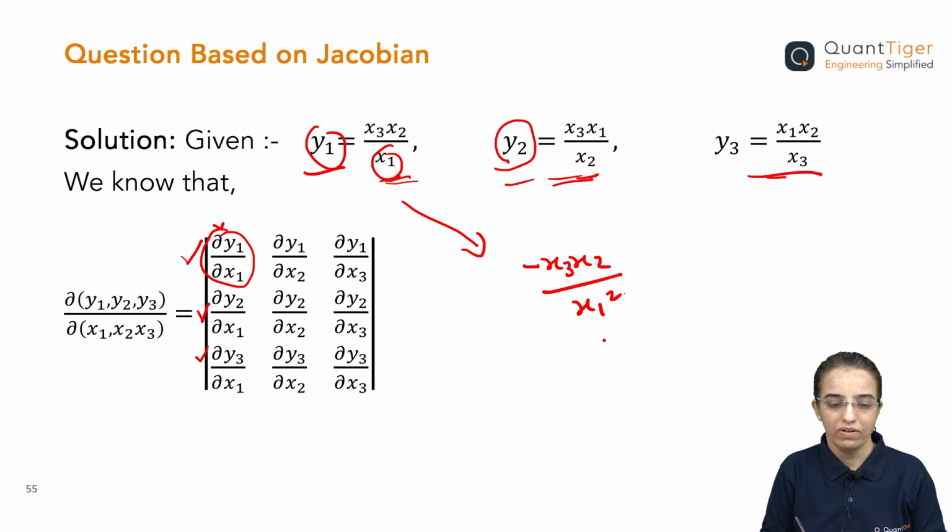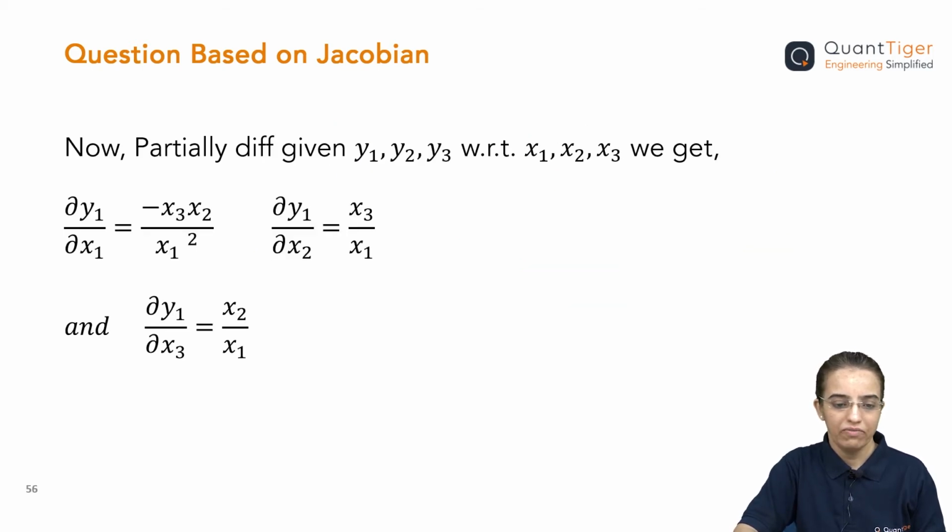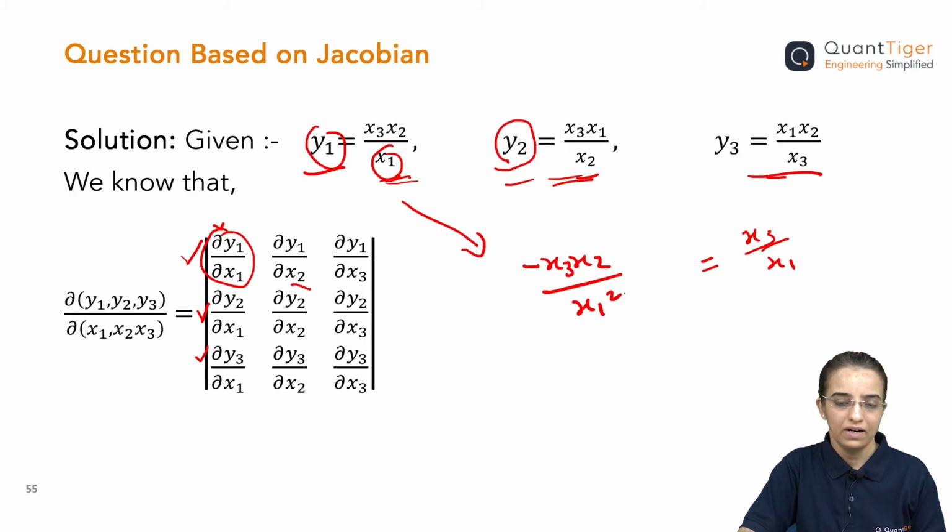Now similarly y1 I have to differentiate with respect to x2. So here with respect to x2 I am differentiating, so it will be x3 upon x1, because the derivative of x2 will be 1. So I have written the values over here, and similarly del y1 upon del x3, with respect to x3 I am differentiating. The differentiation of x3 will be 1 and I will get x2 upon x1. So this is how the first row will come, after differentiating y1 with respect to x1, x2 and x3.